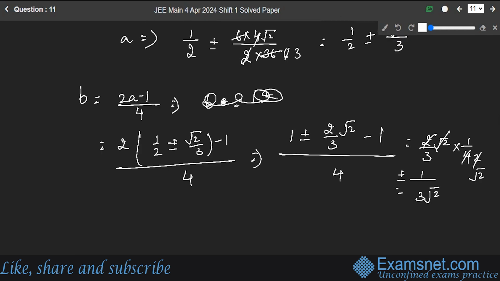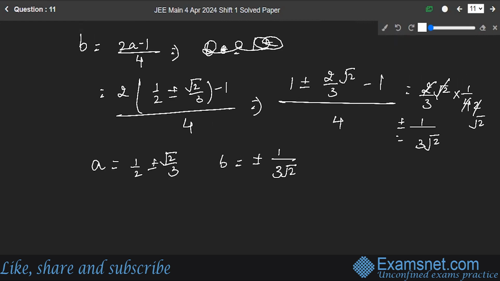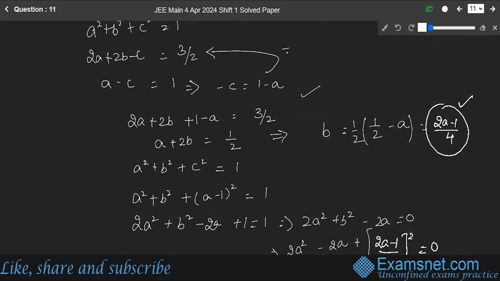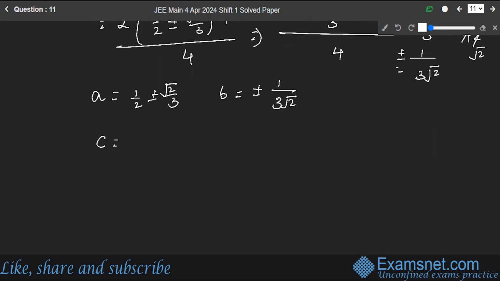This is B. Let's write it properly. Till now, we got the value of A as 1 by 2 plus minus this, and the value of B as plus minus 1 upon this. Let's go on to find out the value of C also. What was your C? C is equal to A minus 1. So C is equal to A minus 1. A is this. So you have plus minus this minus 1 by 2. This is the value for C. We got all the three values, A, B, and C.